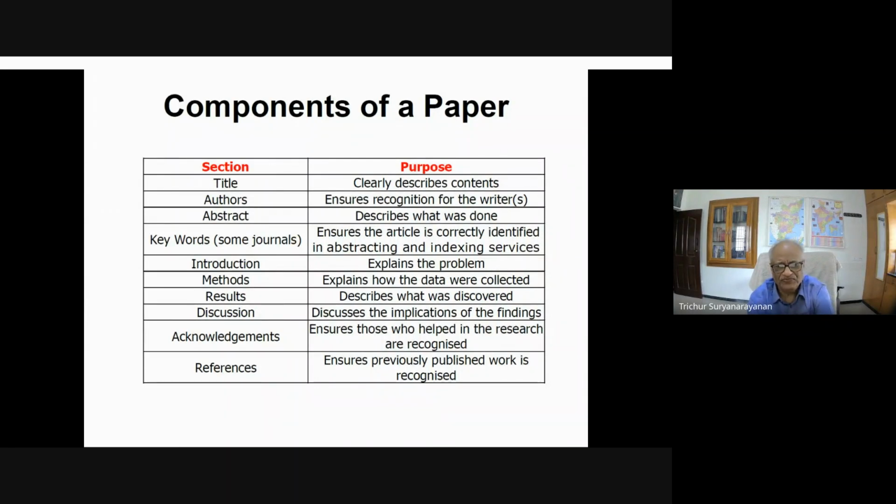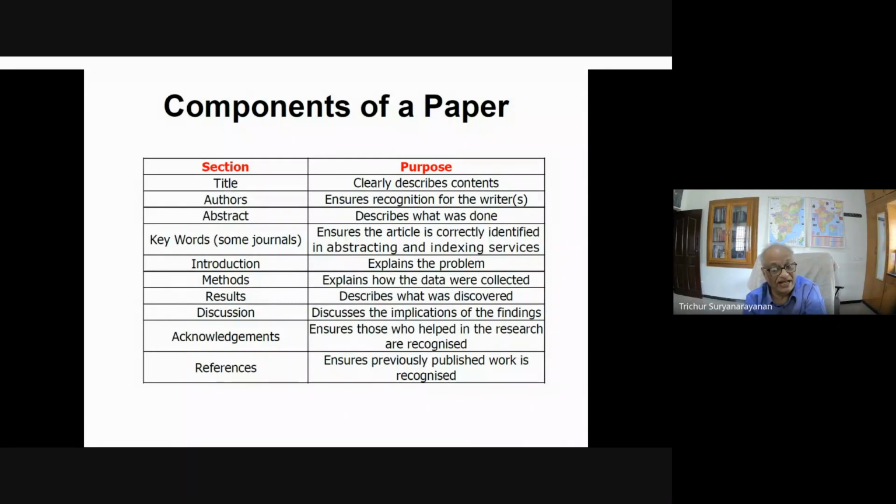Authors. Ensures recognition for the writers. Yeah, include those who are involved, get their permission. Abstract. It describes what was done. Keywords. Some journals require, and nowadays almost all journals require them. Make sure that the article is correctly identified in abstracting and indexing services. That is the function of the keywords. The keyword that I have written, when that is typed by somebody, it will show many papers, but your paper also should feature among the papers that have been chosen by the search engine.